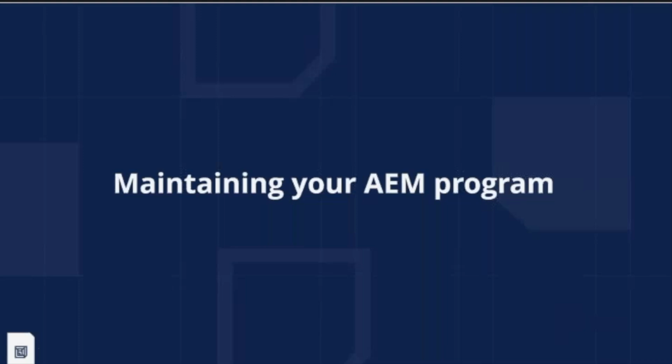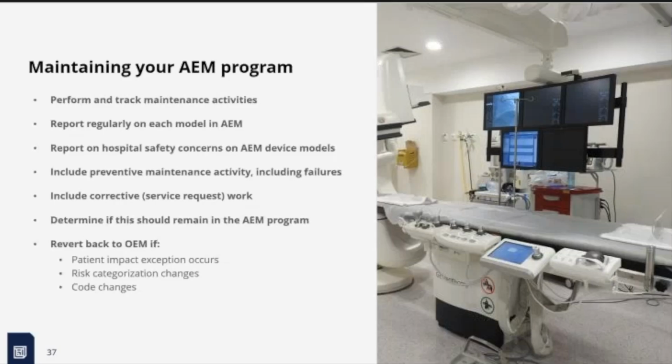So finally, maintaining your AEM program. There's not a lot of secret sauce in this one. Most of the stuff we talked about, you're just doing it again and doing it often. Perform and track your maintenance activities. You're documenting those anyway; whether it's AEM or not AEM, you should have all that documentation around what you're doing. Report regularly on each model in AEM. Maybe you put a report together that shows the different models: here's my 2024 report on how the AEM program worked for this particular model, here are all the procedures that were done. Put another one of those charts like we just looked at for that particular make and model at the end of every year.